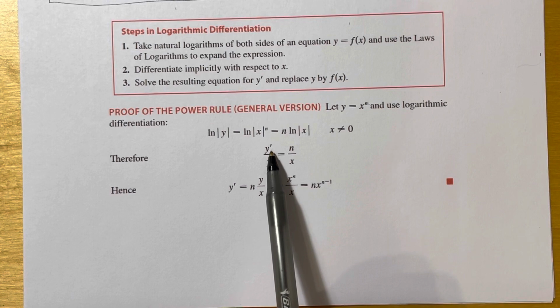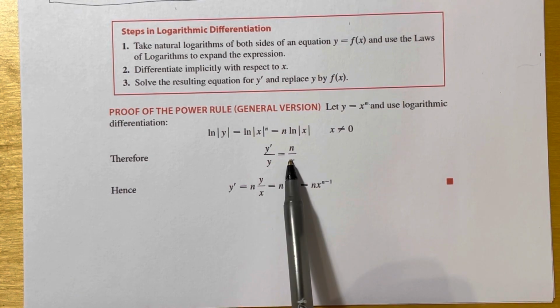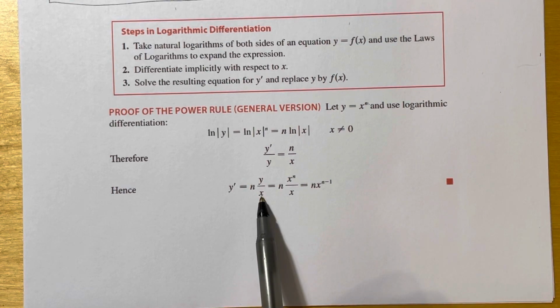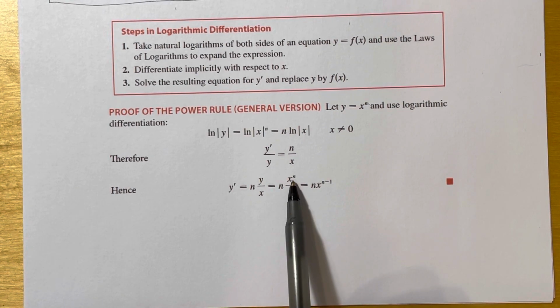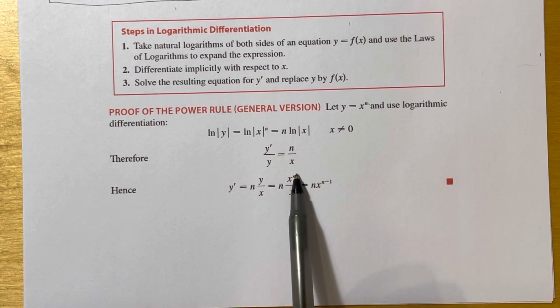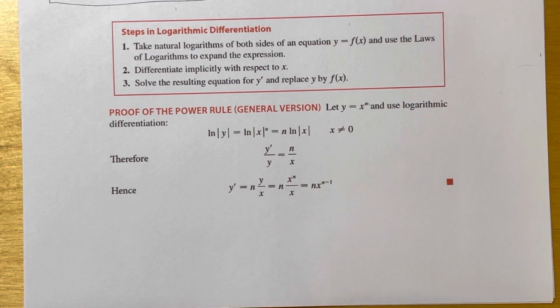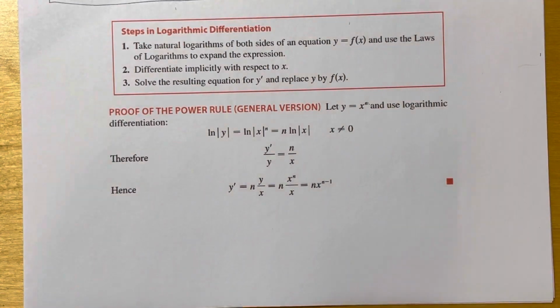Now, if I solve for y prime by multiplying both sides by y, I get this. Y prime equals n times y over x. But remember, y is the same thing as x to the nth power. So x to the n over x simplifies to x to the n minus 1, and that's the power rule. So again, we haven't established any new information. We already have been using this version of the power rule, but we have been taking it for granted because we never actually proved that it works for all values of n, and now we just have. Okay.